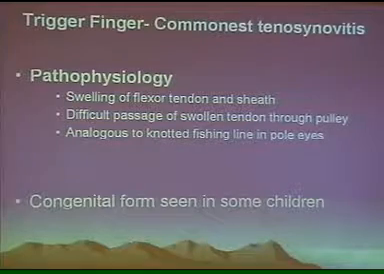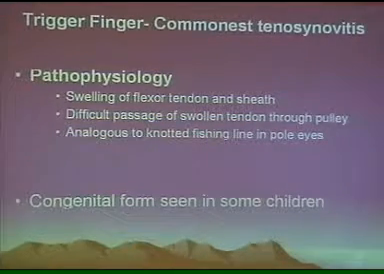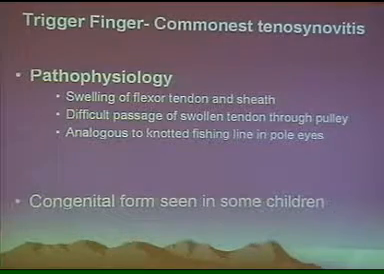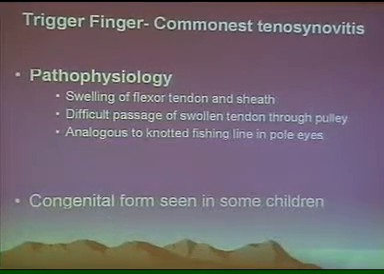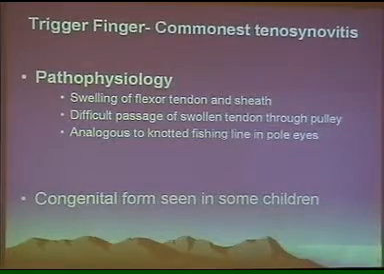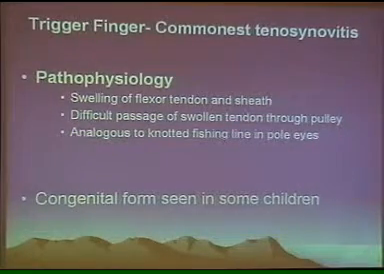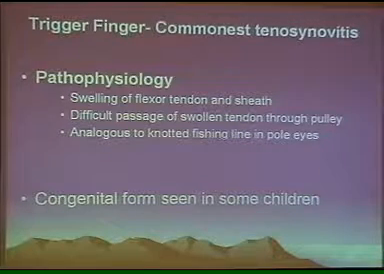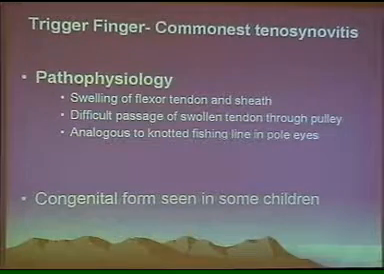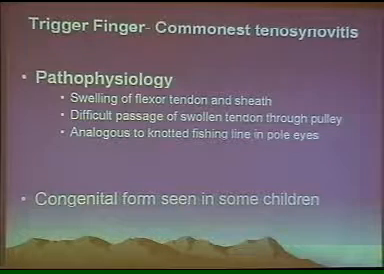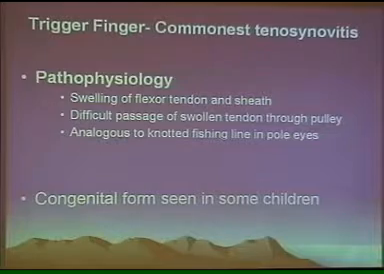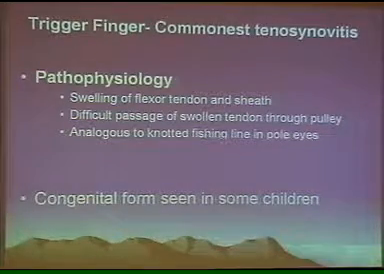Its pathophysiology is basically that there is a swelling of either the flexor tendon or tendon sheath, and the tendon finds difficulty in passage through the pulley. It's just like putting a rope into a tunnel, and it finds difficulty while passing through it. So it's basically the same problem as in tenosynovitis.